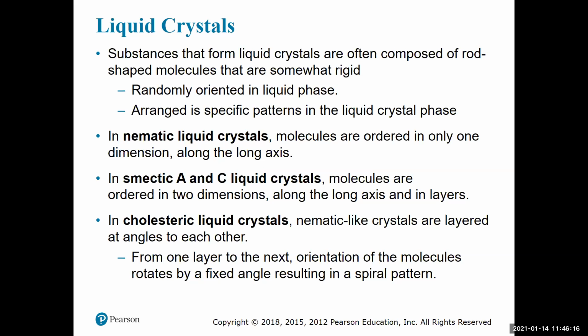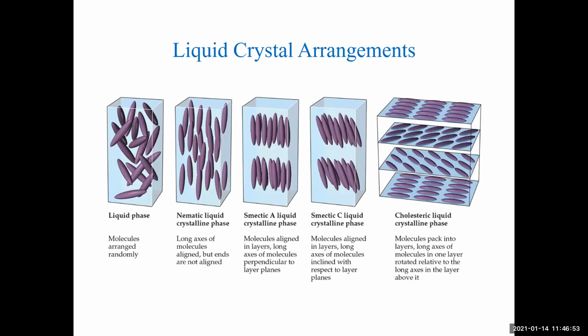Smectic A and C liquid crystals are ordered in two dimensions. They're ordered along the long axis, and they're also ordered in layers. Cholesteric liquid crystals, nematic-like crystals, are layered at angles to each other. In other words, from one layer to the next, the orientation of the molecules changes by a fixed angle. These are stacked, so they're like a double order, and you get this spiral pattern. It's easier to look at these pictures and then talk about it.